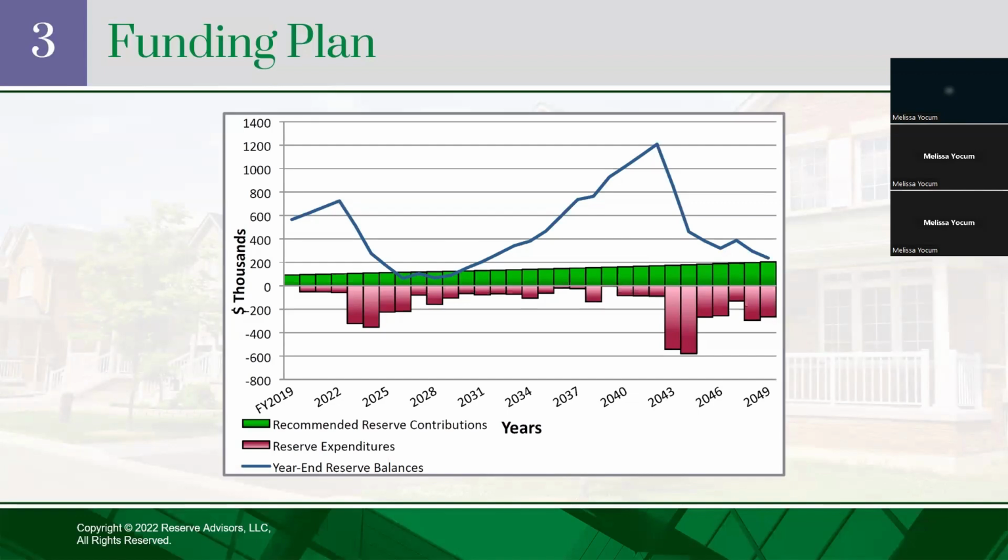The blue line here is the reserve balance. The green bars are the reserve contributions, and the red bars are the reserve expenditures. So if the reserve account didn't exist, that whole top half of the graph wouldn't exist. You'd essentially have these fluctuations in your budget, right? Where years where you don't need to perform any capital projects, and then years where you have these really big projects and you'd have to special assess or take a loan out.